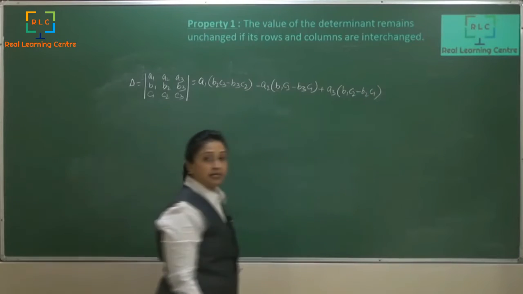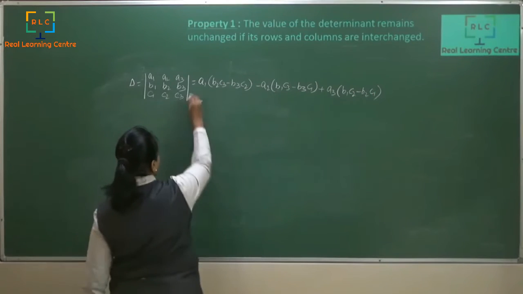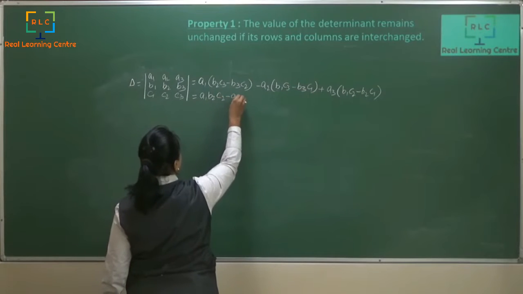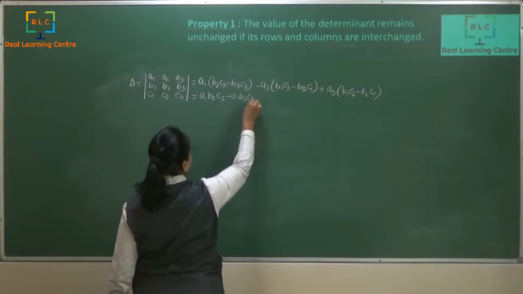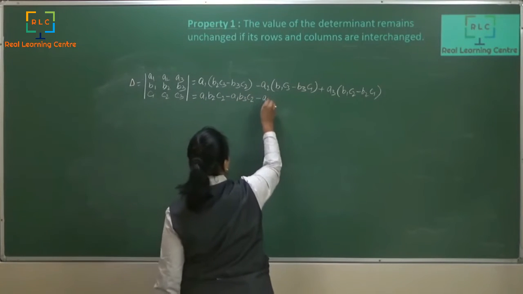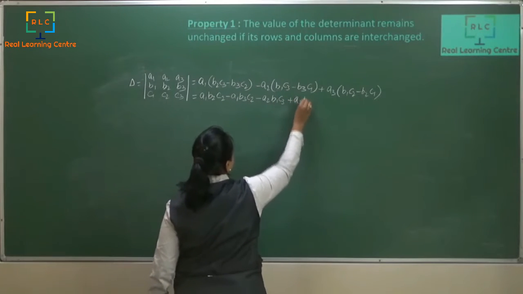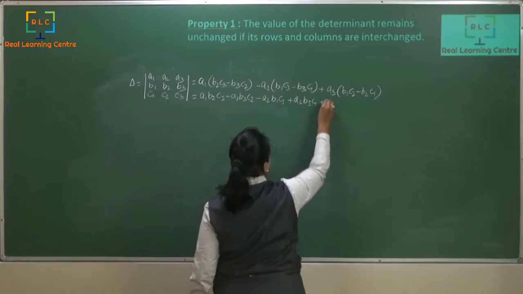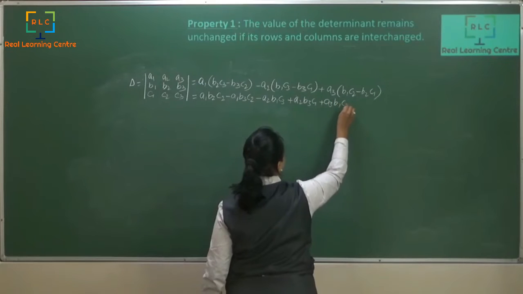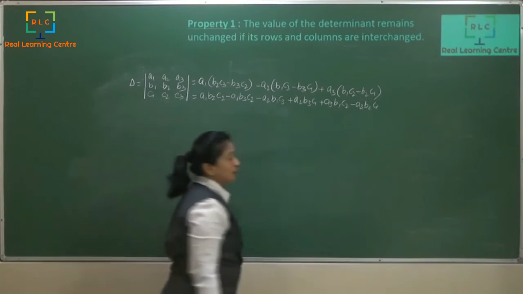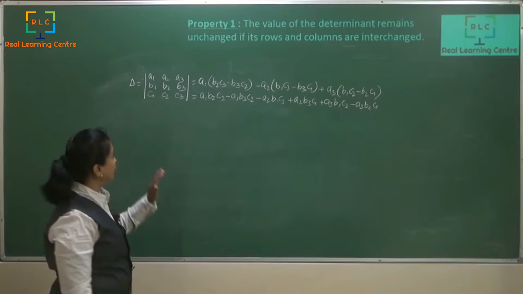And I shall multiply that also inside. When you have a theoretical proof, it's going to be lengthy like this. A1 B2 C3 minus A1 B3 C2 minus A2 B1 C3, minus into minus is plus, A2 B3 C1 plus A3 B1 C2 minus A3 B2 C1. Now I got my delta. I have got my delta in the regular way.